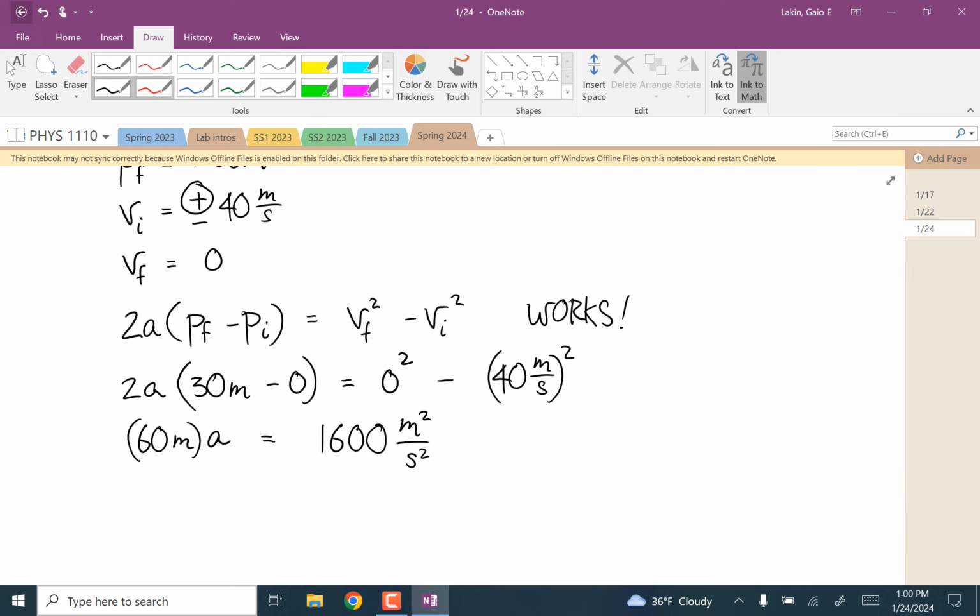Now divide both sides by meters, and that cancels one of those two. And now divide both sides by 60, and you get that A is equal to 26.6 repeating, and the units are meters per second squared.